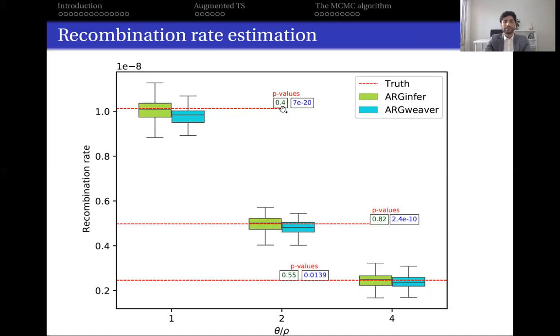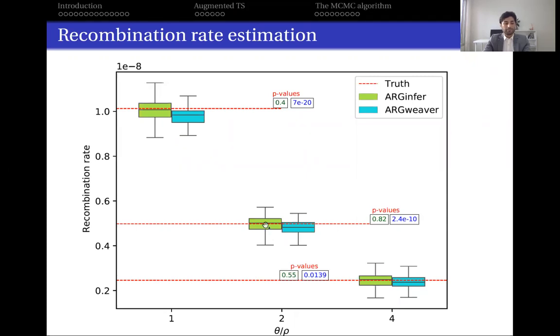I've tested them. The p-value for our method is 0.4, and the p-value for ARGweaver is very tiny. So we can say that the inference here is biased for ratio 1. So let's check ratio 2. The ratio is the mutation to recombination rate.